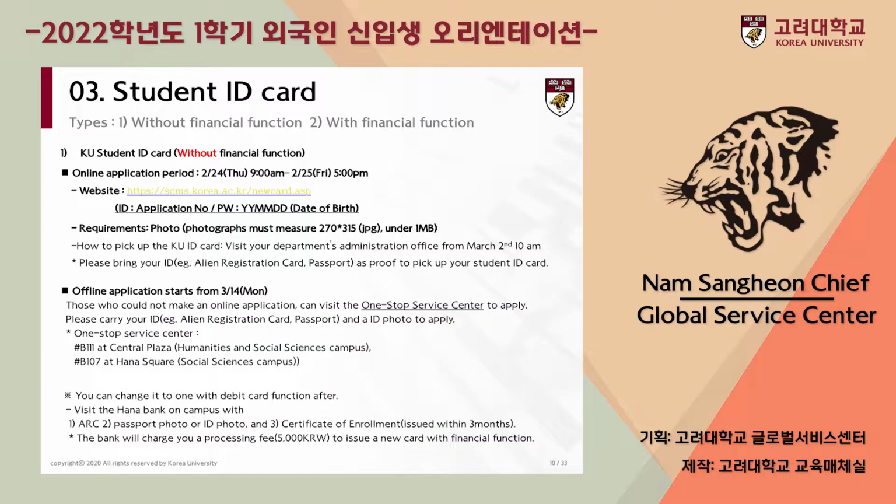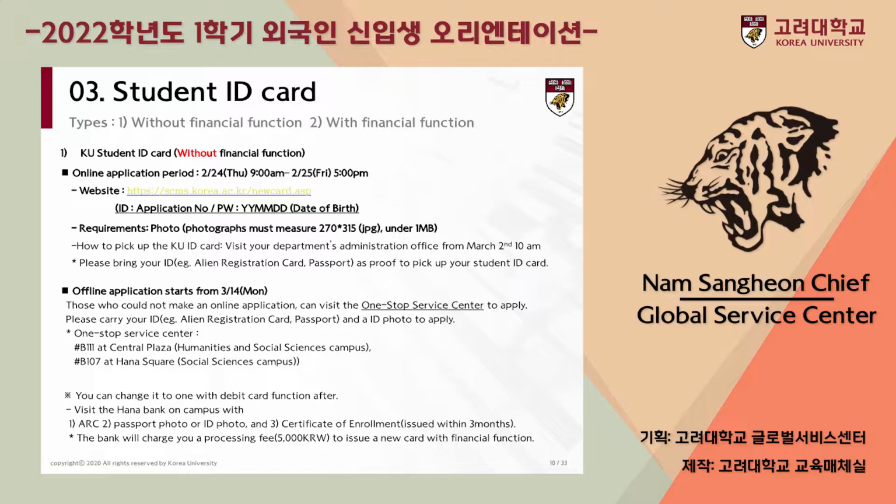As you can see on the current slide, there are two types of student ID cards. One being a regular student ID card and the other being a student ID card with financial function added onto it. Application period for the regular one is 24th and 25th. And I believe you received notices from us already. If you applied online, you can pick up your student ID card in person once the semester starts. There is also an option for offline application, and it starts on March 14th.